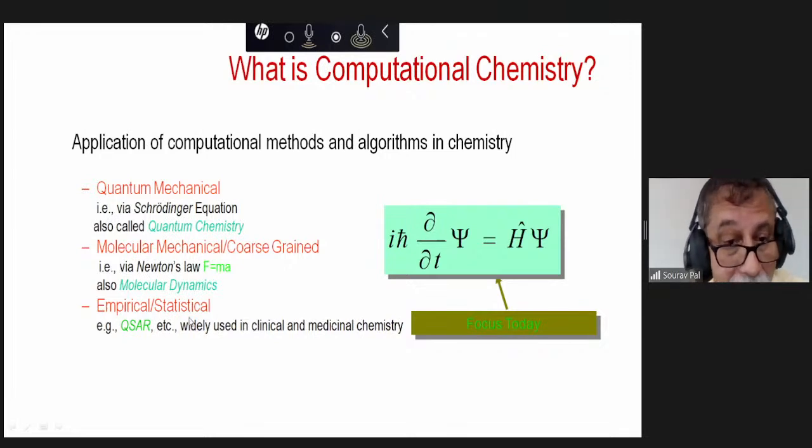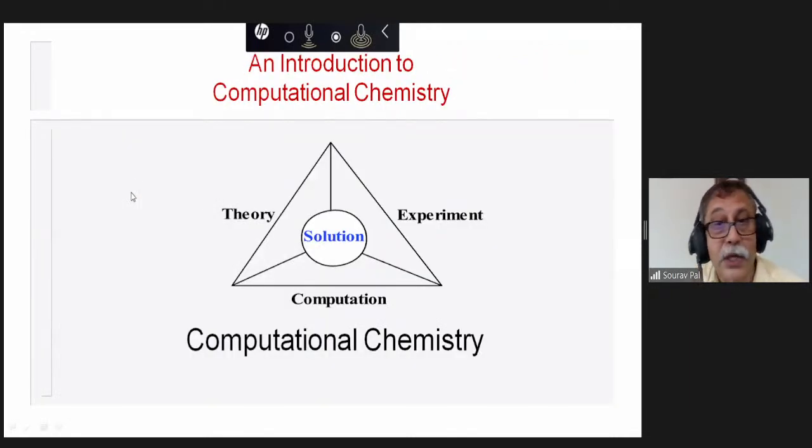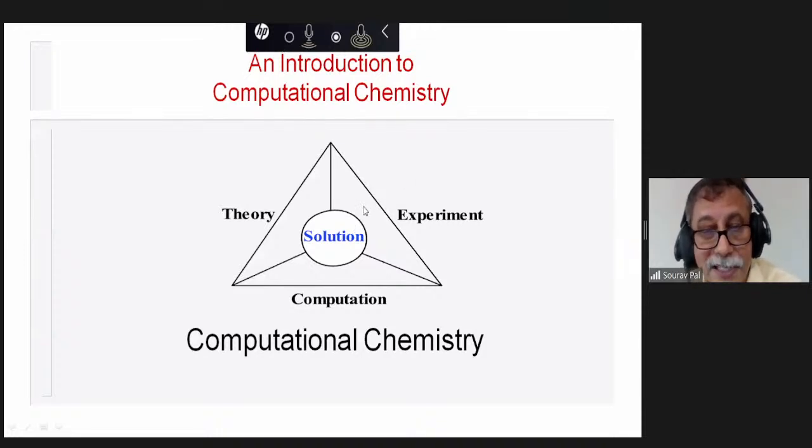And then there are theories which can be called informatics. This is basically informatics, chemoinformatics, bioinformatics, and so on. Many of these come under the empirical theories. So I think in a way, theoretical chemistry is very, very broad today. But we, of course, will focus on quantum mechanics because this is a topic on QIQT. The important thing that I want to mention is that computational chemistry has become a very important arm to find a solution which is obtained by a combination of theory, experiment, and computation.